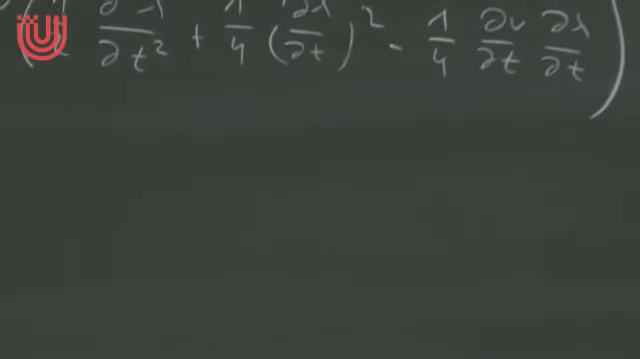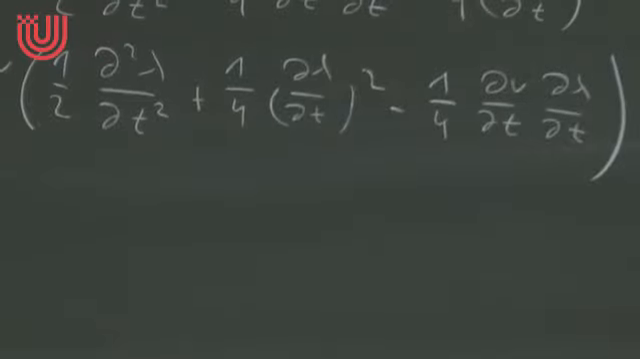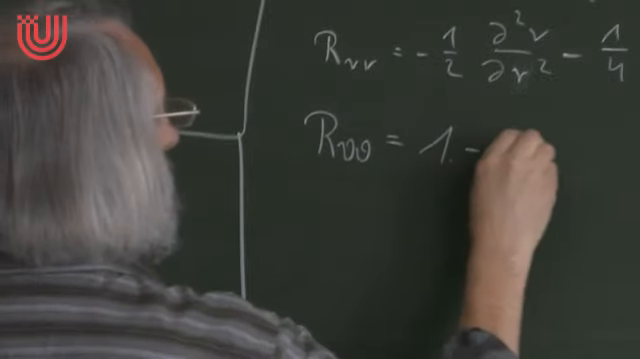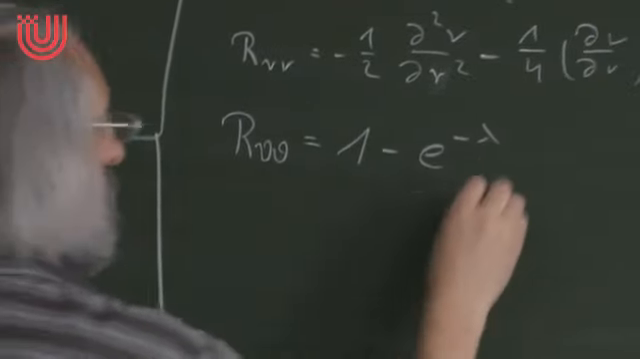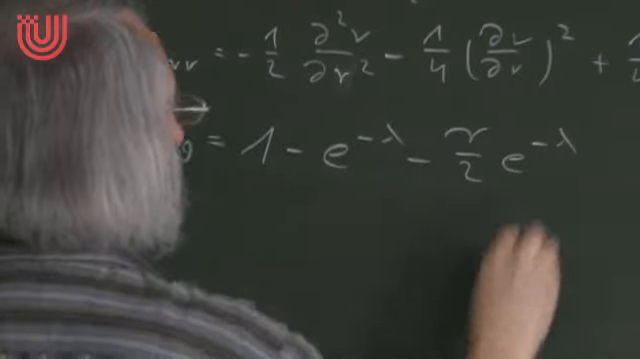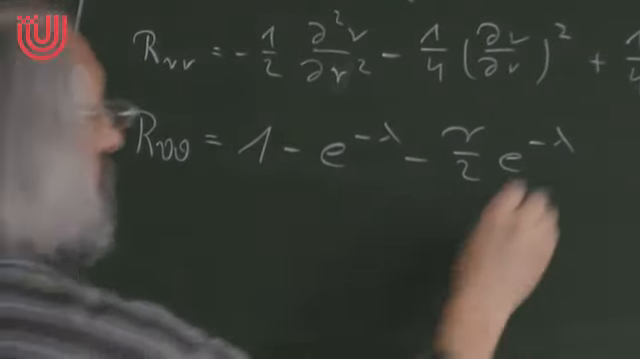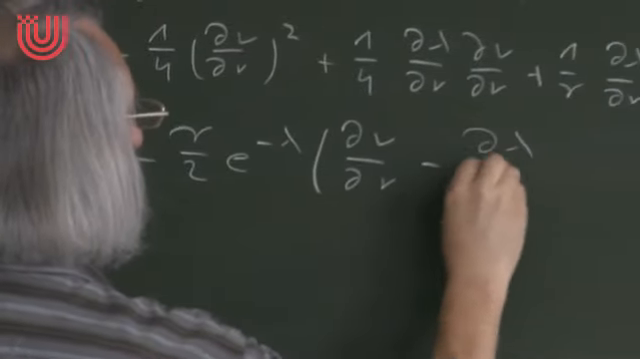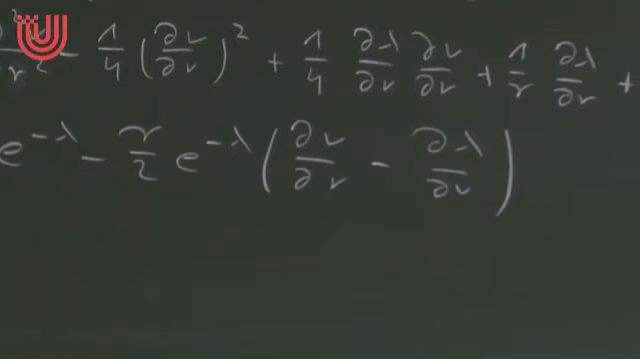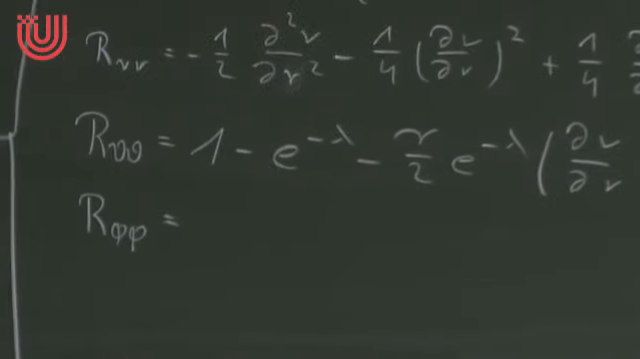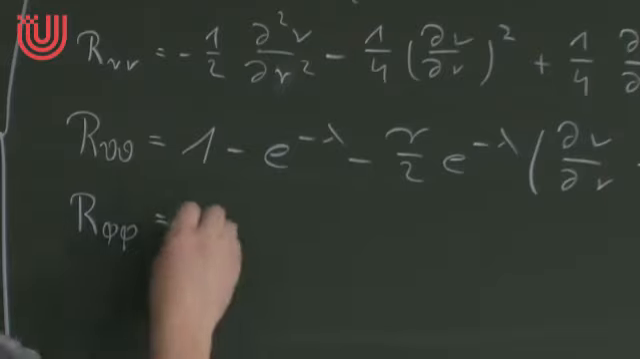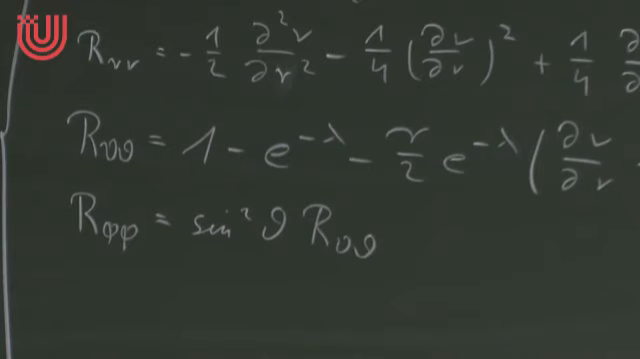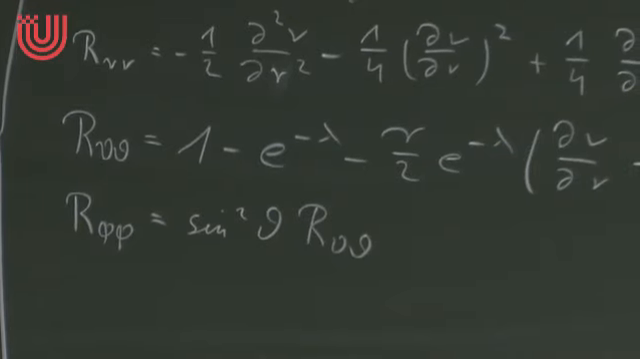The remaining two are nicer. R_θθ is 1 minus e^(−λ), minus r ½ e^(−λ) (dν/dr − dλ/dr), and R_φφ is just sin²θ times R_θθ. So these are the components of the Ricci tensor.